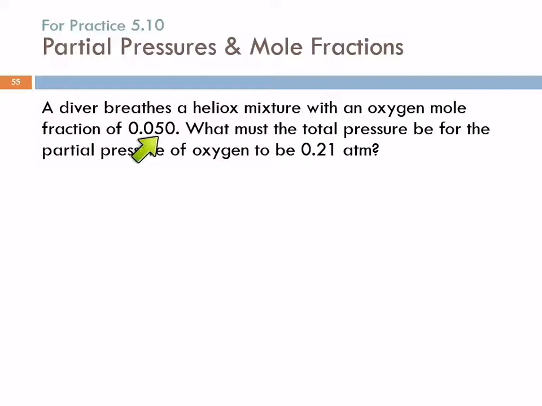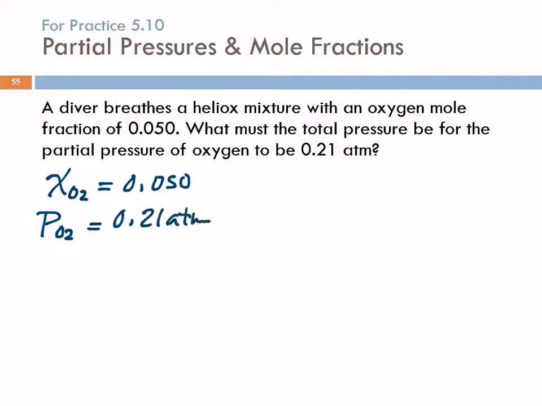So the mole fraction, chi of O2, is 0.050. There are no units on that. We want the partial pressure of oxygen to be 0.21 atmospheres. We're not going to use Dalton's Law of partial pressure. We're going to use this: the partial pressure of the oxygen is equal to the mole fraction of the oxygen times the total pressure.